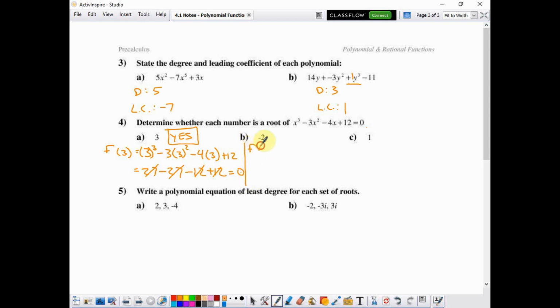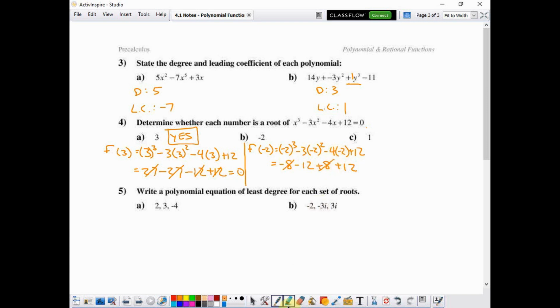Then we'll try f of -2. -2 cubed minus 3 times -2 squared minus 4 times -2 plus 12. -2 cubed is -8. -2 squared is 4 times -3 is -12. -4 times -2 is 8. And then we have plus 12.